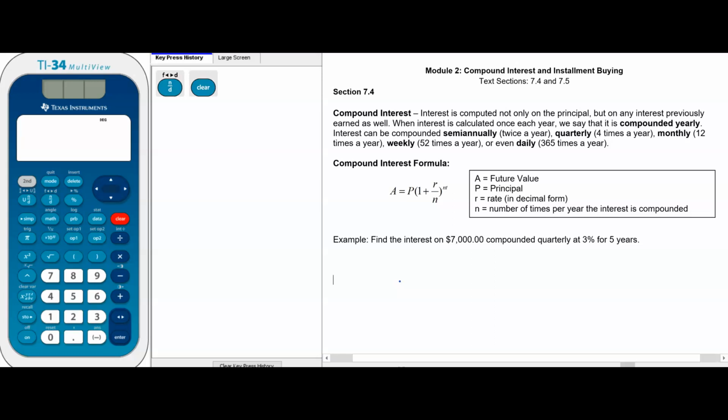Welcome to Module 2, which is on compound interest and installment buying. Those are sections 7.4 and 7.5. So we're going to start with 7.4 and talk about compound interest.